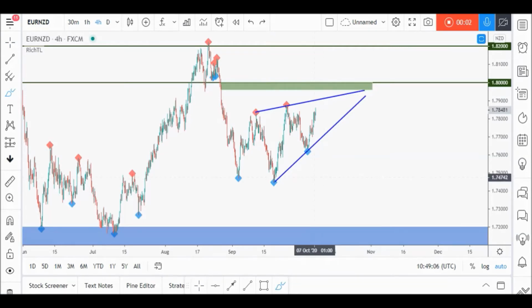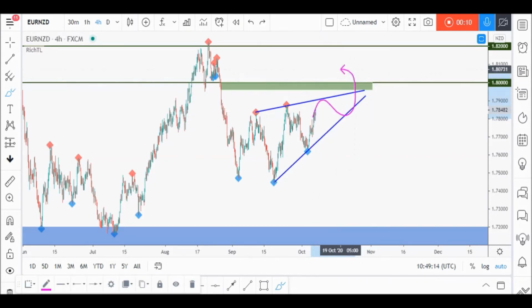On EURNZD H4 timeframe, price is currently trading inside these two blue trend lines, so we are overall bullish, and a movement to our upper resistance would be expected. Price is currently approaching our upper blue trend line, which acts as a non-horizontal resistance, and this minor supply zone in green. As you can see, price made an aggressive movement downward from it.